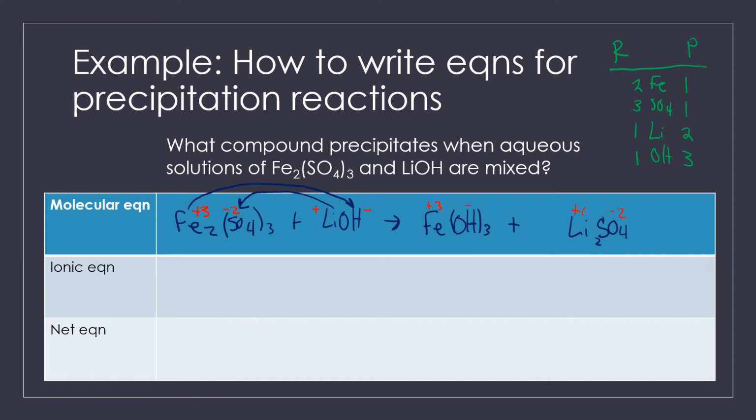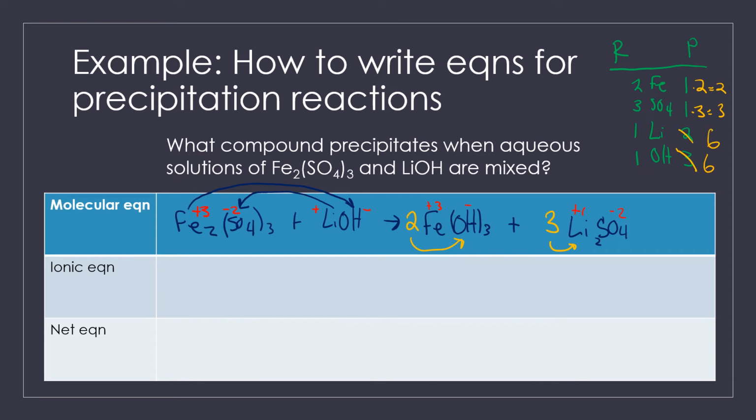So looking at our iron, we need to multiply this side by 2 to equal 2. And that will also change our hydroxide. So now we have 6 hydroxides. That's okay. We'll think a little bit more about that later. Our irons are balanced. Let's look at our sulfates now. We have 3, 2, 1. So we're going to need to multiply this one by 3. And that will also change our lithium to 6.